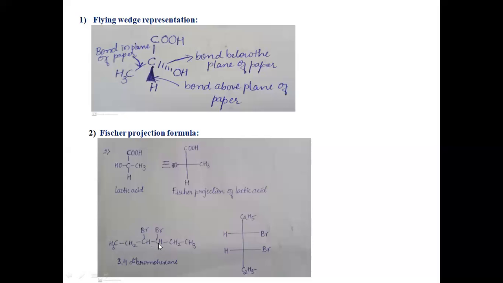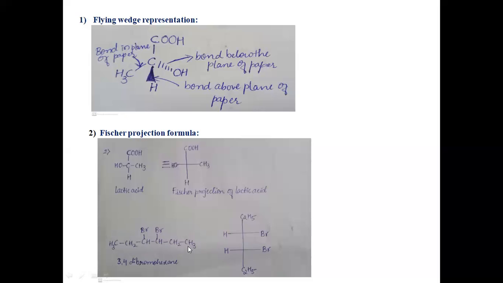Moving to the next, exactly like the third, the fourth carbon atom is also bonded to a hydrogen atom, this whole group as one group, bromine as one group, and ethyl as another group. So it is also bonded to four different groups, which means this is also a chiral carbon atom. So the third and fourth carbon atoms are chiral, meaning we have two chiral carbon atoms in this molecule. The fifth carbon atom is bonded to two similar hydrogen atoms, so it cannot be a chiral carbon atom.